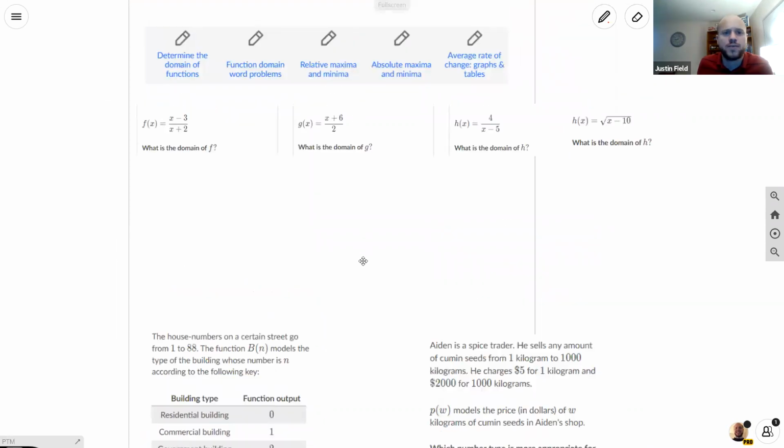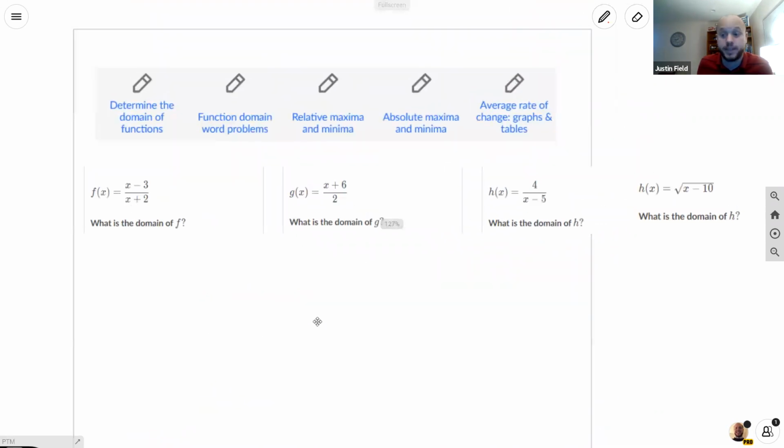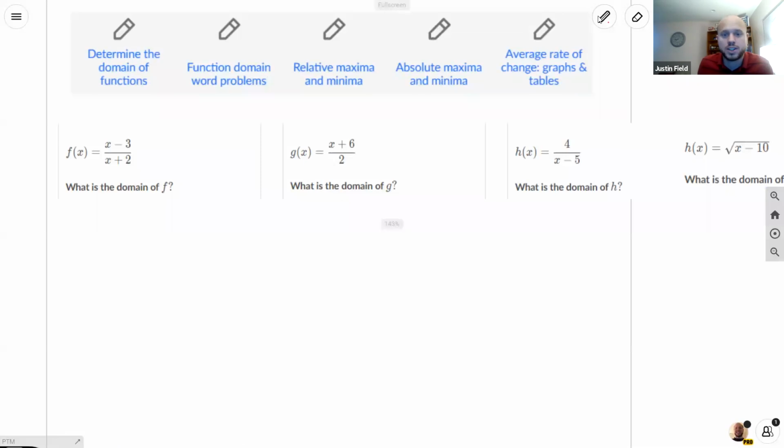It could be difficult if you don't listen, but hopefully you're watching and ready to take notes, and then you'll be like, it's not bad. And if you don't do that, you'll be like, I don't know what's going on. So the first thing is determine the domain of functions. That is all these questions.